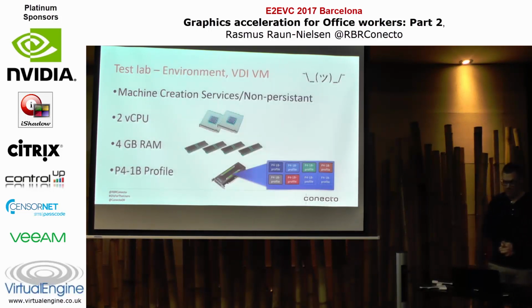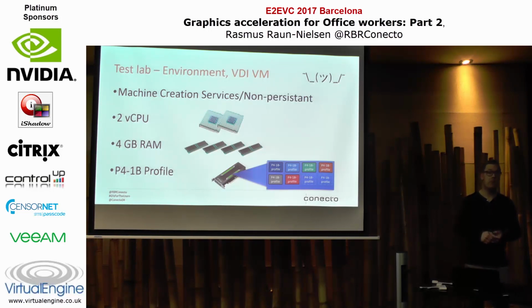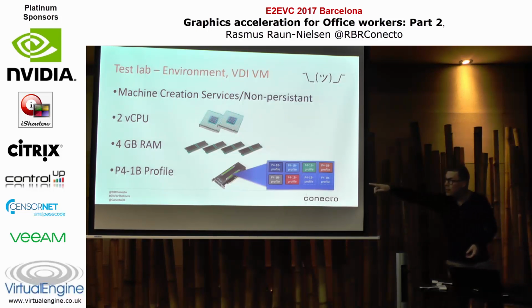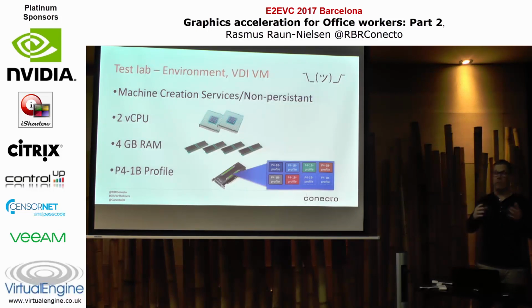The virtual machine is a typical standard VDI with two vCPU and 4 GB of RAM, created with Machine Creation Services, so it's non-persistent, meaning, of course you all know that, every time we reboot, it gets back to its original state. And a little note on the profiling: for these vGPU profiles, I chose the P4-1B profile, that's the VDI profile.